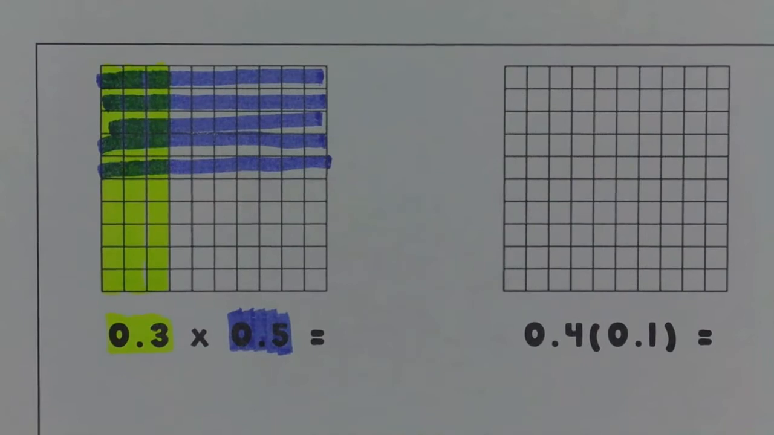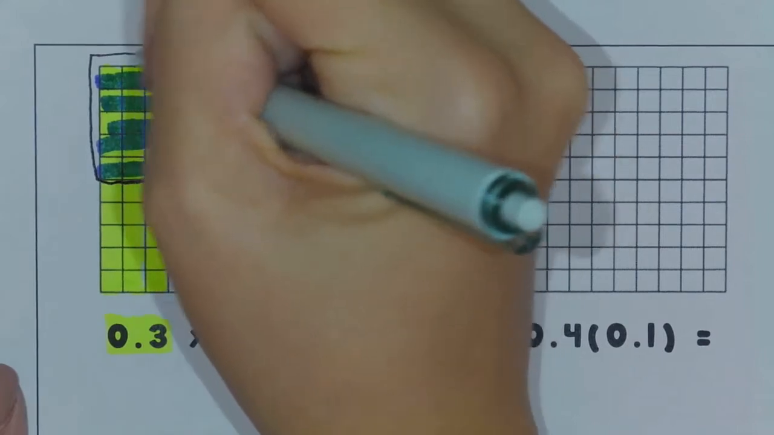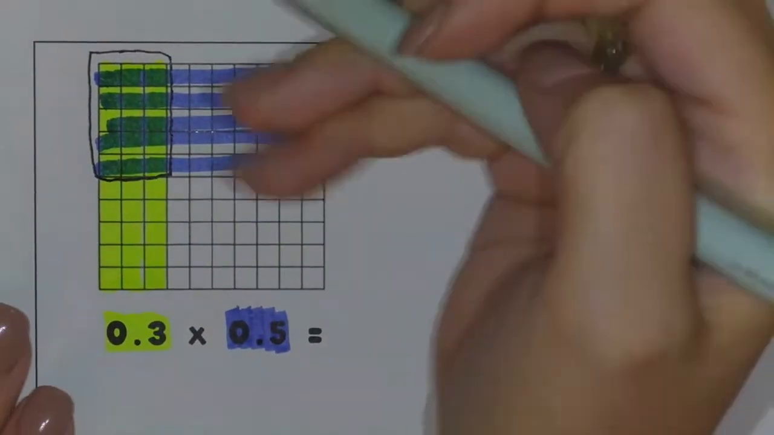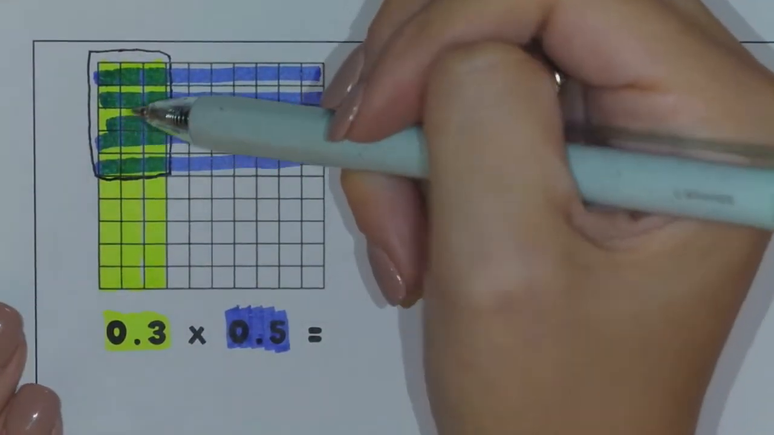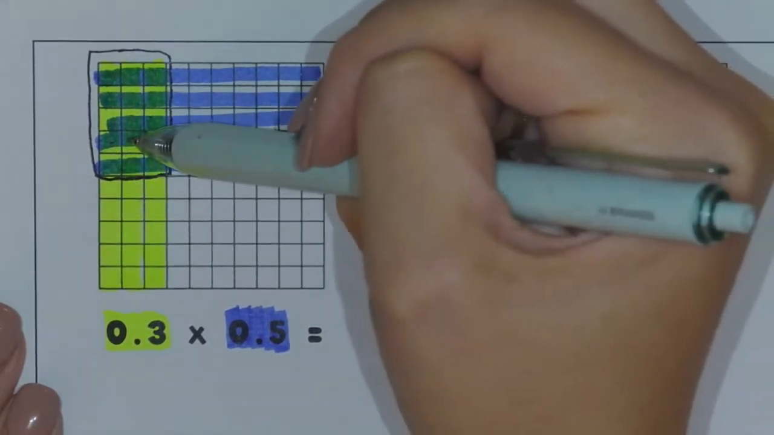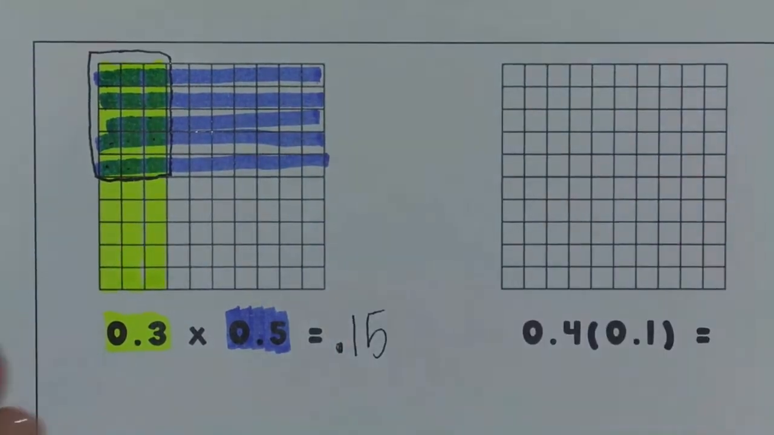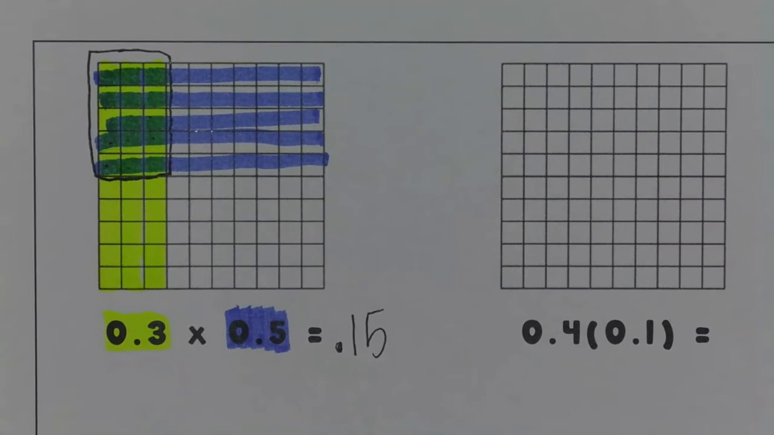Now, when we do part by part multiplication or decimal by decimal, your final product is where those parts overlap. So they overlap right here. I'm going to try and put a box around it. And if I count how many hundredths have both colors, that would be 1, 2, 3, 4, 5, 6, 7, 8, 9, 10, 11, 12, 13, 14, 15. So 15 hundredths is the product of 3/10 times 5/10.